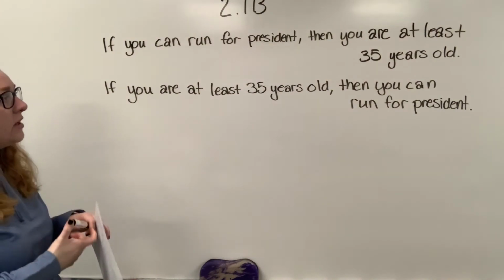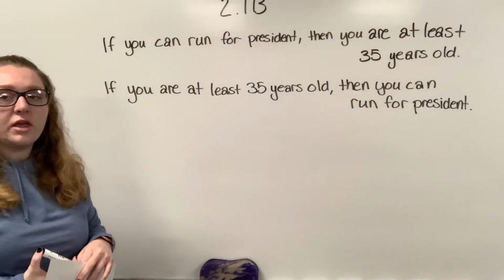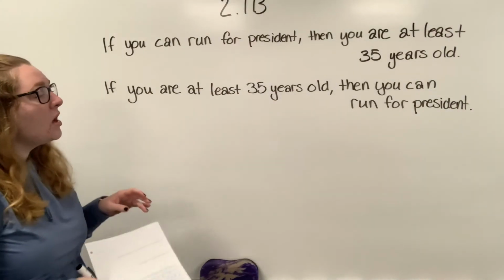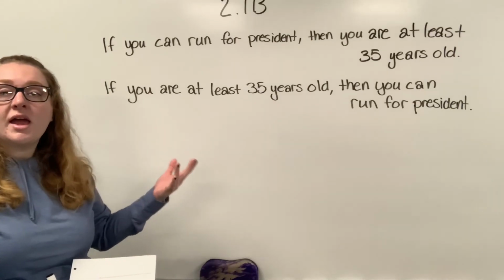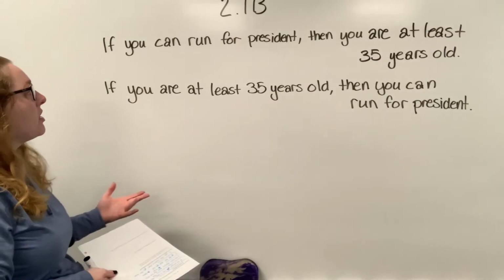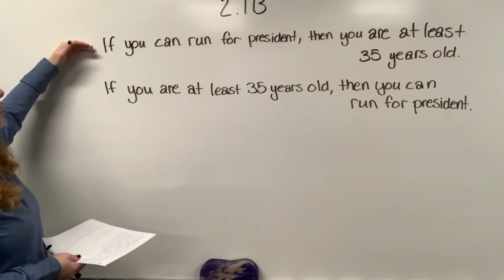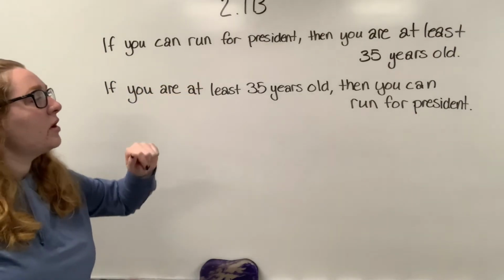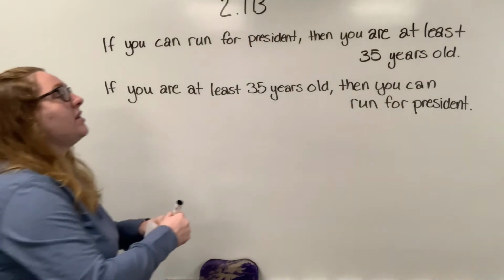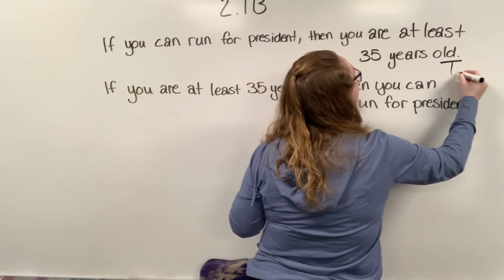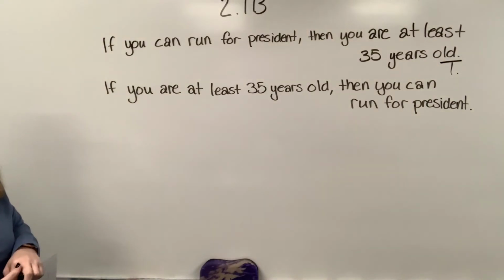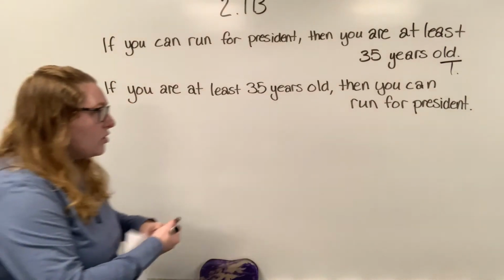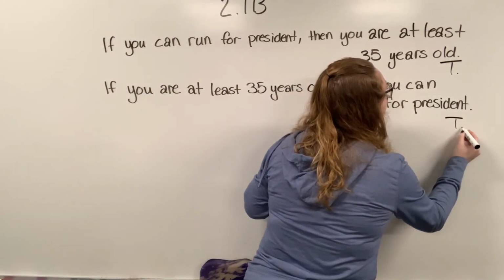Okay, last one. This problem gave us both the original conditional statement up top and the converse statement already for us. Okay, and we have to determine if these are both true. If they're both true, then we can write the biconditional statement. Okay? So the first one, our original conditional statement says, if you can run for president, then you are at least 35 years old. That is true. You cannot run for president if you are under 35 years old. Okay? If you are at least 35 years old, then you can run for president. And that is also true. You must be at least 35 to run for president.